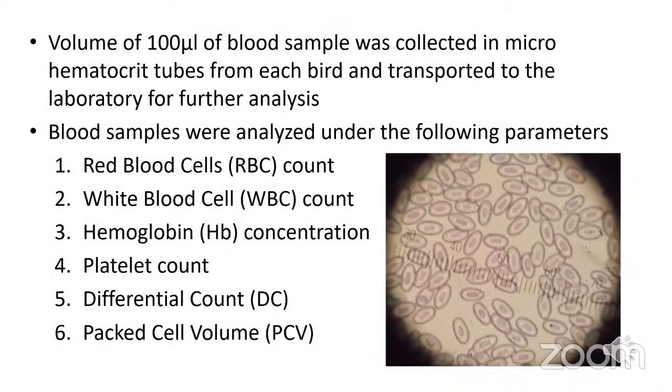For the blood profile analysis, a volume of 100 microliters of blood was collected from the ulnar vein into microhematocrit tubes, and the collected sample was transported to the laboratory. In the laboratory, the blood was analyzed under the 6 parameters mentioned here, such as the blood cell counts, the hemoglobin concentrations, and a differential count. Using these parameters, the blood indices such as mean corpuscular volume, mean corpuscular hemoglobin, and mean corpuscular hemoglobin concentration were calculated.